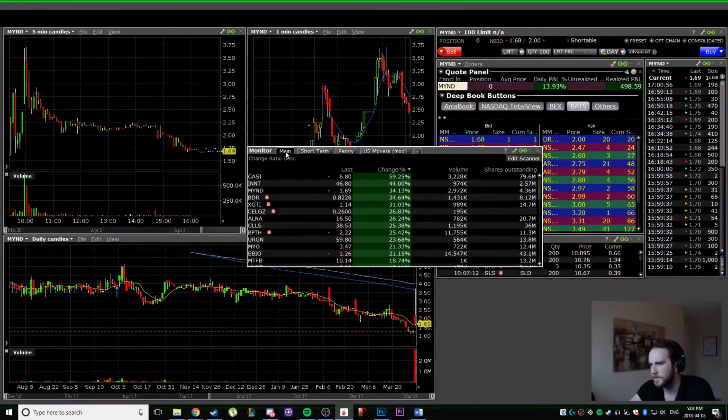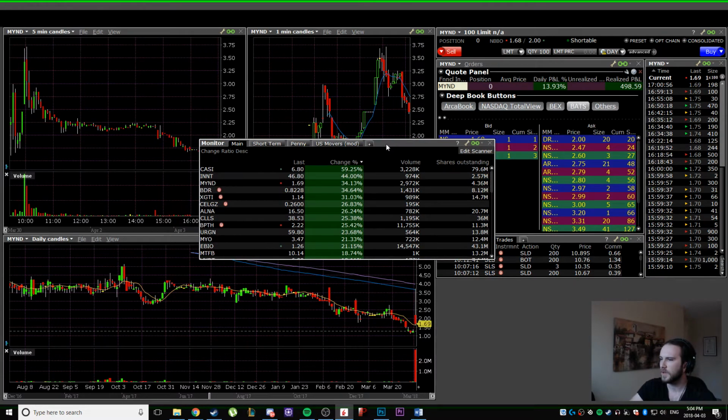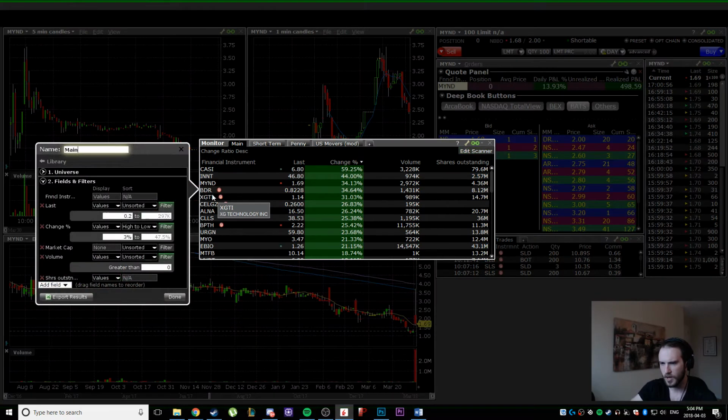My main scanner, I always have this open at the beginning of the day. I'm looking for stocks that are 20 cents and higher. It doesn't matter the top range. They're up at least 3% on the day. It lists the volume, the last price obviously, and also the shares outstanding. I wish I could get float. Float is the amount of shares tradable to the public, whereas shares outstanding is the total.